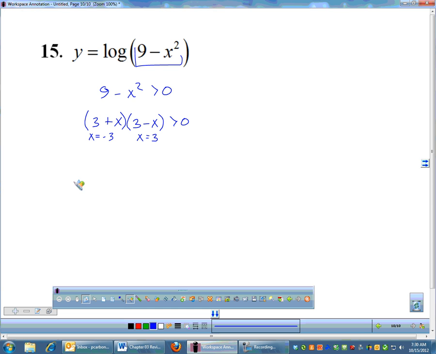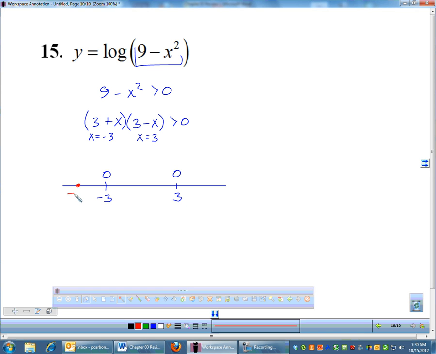And that's going to be the center of my number line. So I'm going to have a negative 3, which gave me a 0, and positive 3, which gave me a 0. And then we plug in some test points. Something to the left of negative 3, maybe negative 4, something between negative 3 and 3, and something after 3. Those are my test points. And then we plug it in. I like to plug into the factored one. So 3 plus negative 4 is a negative number. 3 minus a negative 4 is going to be positive. A negative times a positive is negative.